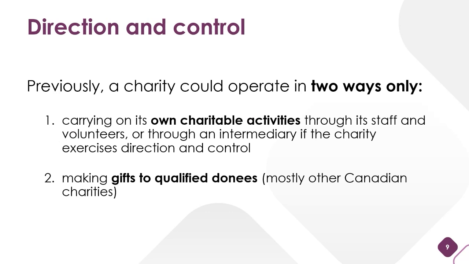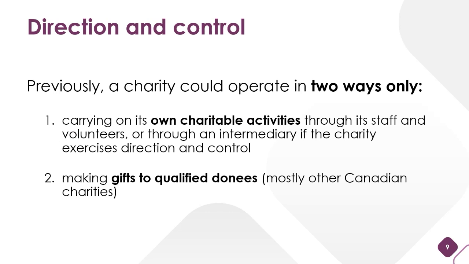Previously, a charity could operate in two ways only. First, by carrying on its own charitable activities through its staff and volunteers, or through a non-qualified donee called an intermediary. This meant that if a charity wanted to work with a non-qualified donee, it could only do this if it exercised what is called direction and control over the intermediary, as though it is the charity's own activity. There was a long-standing criticism of direction and control in the charitable sector, with commenters saying it forced Canadian charities to micromanage their international partners, for example, and hindered collaborative working relationships.